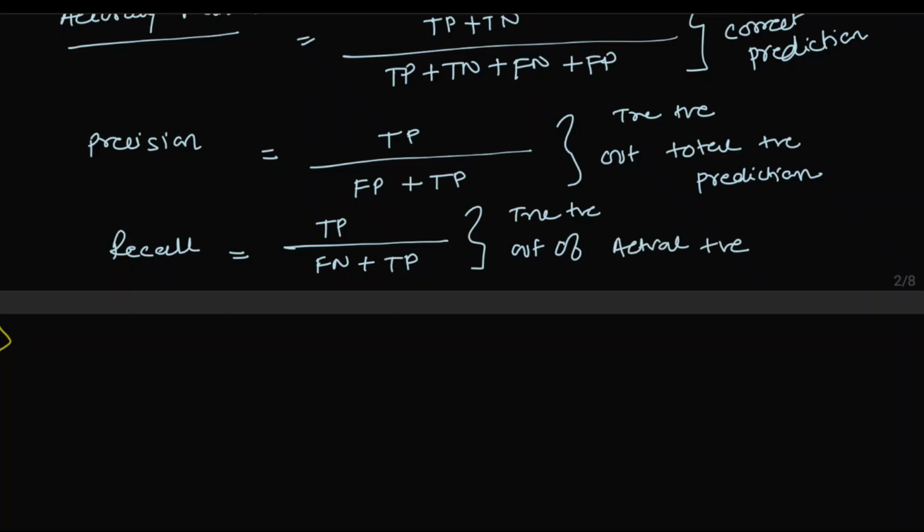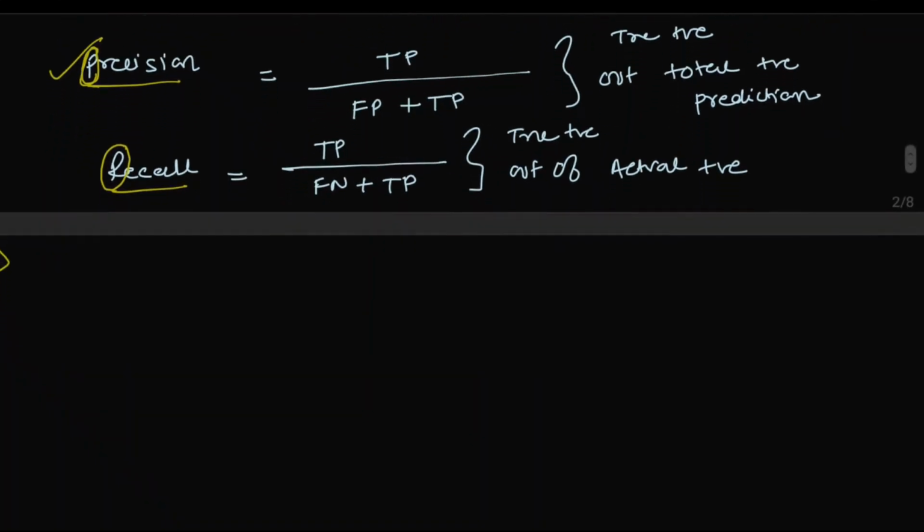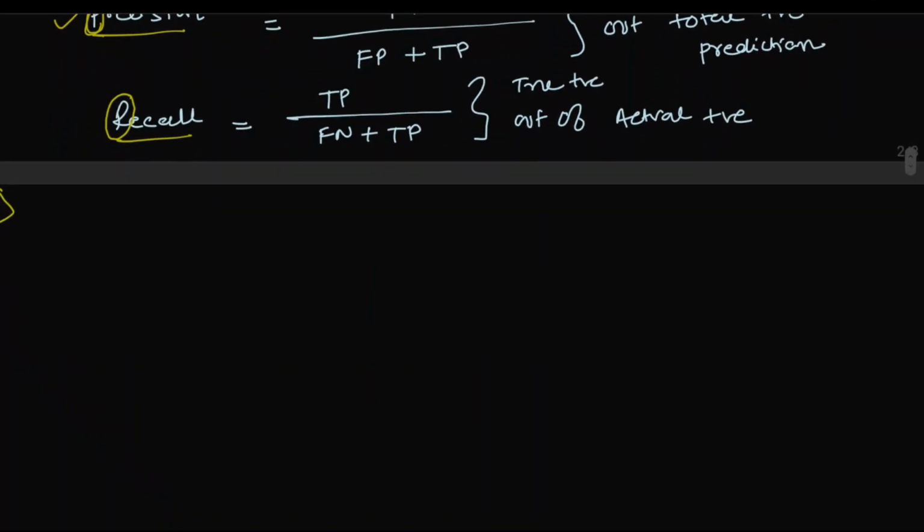So what is the difference between the precision and the recall? You can remember this way: P stands for prediction. So from the positive predictions, how many are true positive? And the recall is nothing but from your actual positive, how many are predicted as positive. So this is called the recall.